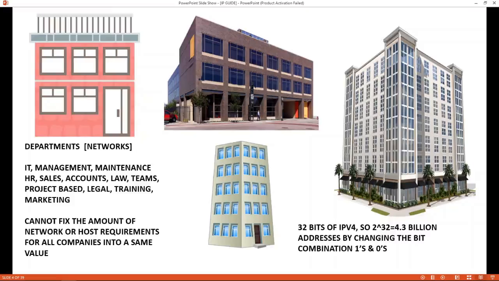For these calculations, just imagine switches are representing the networks and hosts are representing the number of end devices or printers or PCs. So generally if you take a company, it might have IT, management, maintenance, HR, sales, accounts, law and more departments. So for each department, we can assign IP addresses from a particular network so that the particular devices on the network can communicate with one another.